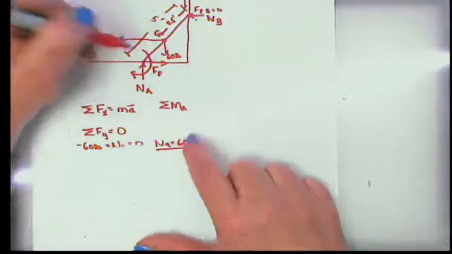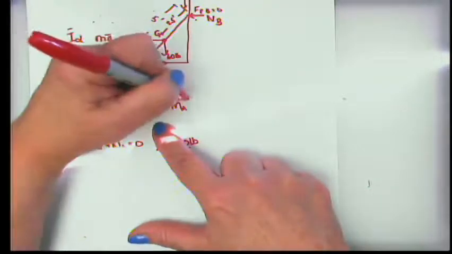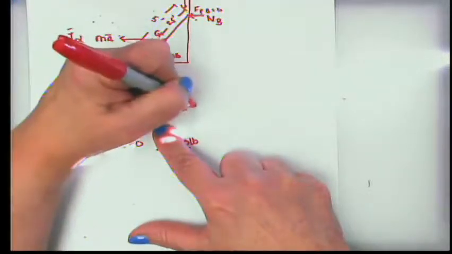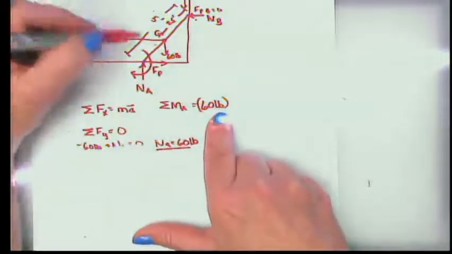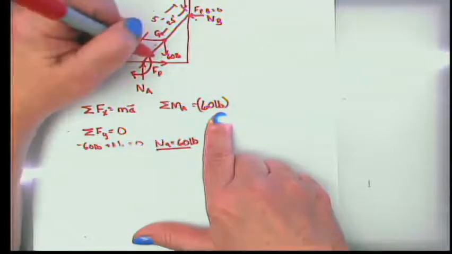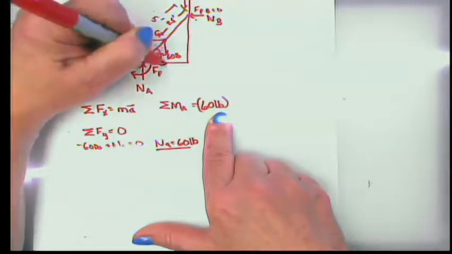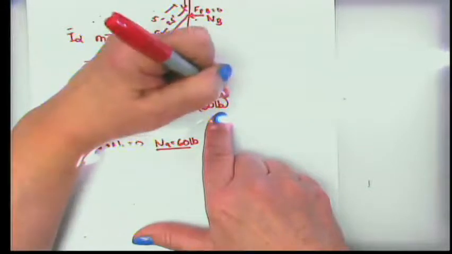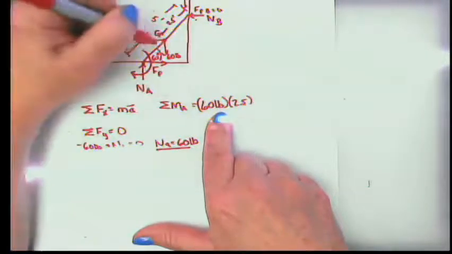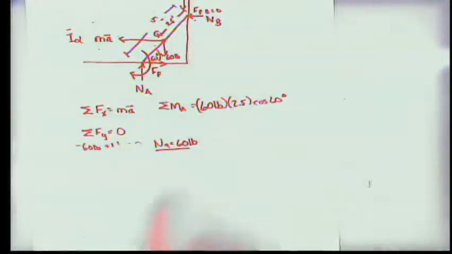If we take the summation of moments about point A, let's just look at the moments. We take the 60-pound force from the weight. What's my angle here? 60 degrees. This force is vertical, so the horizontal distance between there and there is 2.5 feet, but since the angle is 60 degrees, it's times the cosine of 60 degrees.